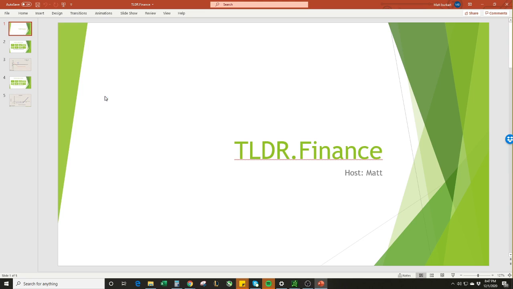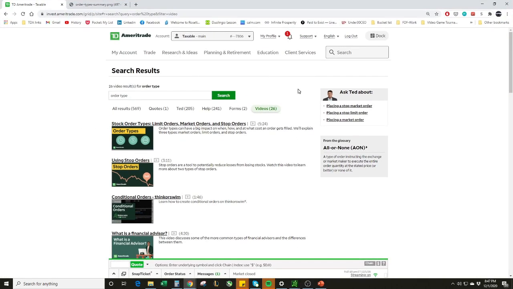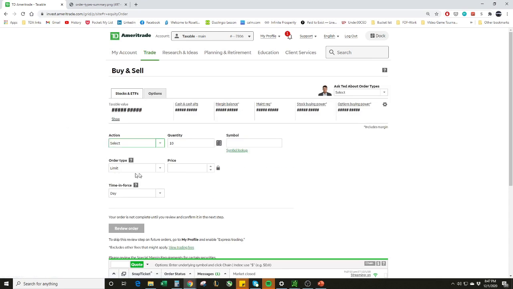So today we're going to talk about order types. Can't tell you how many times I get this question. I do work in the industry, and clients constantly will call in: "Hey, can you help me place a trade?" Great. What are these different order types, and what does it mean? What's a limit, market, stop market, etc.?